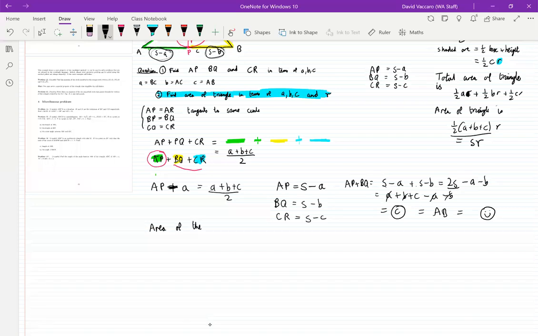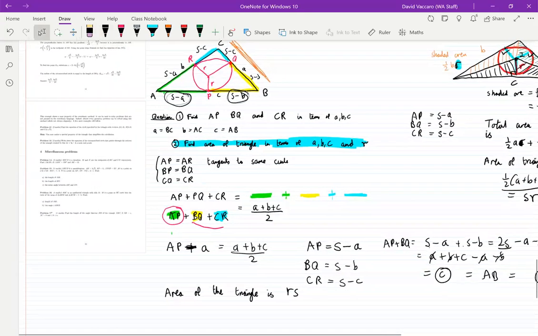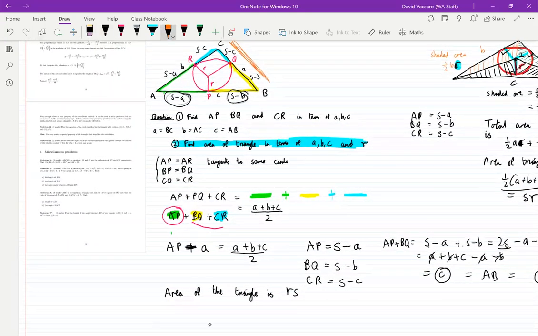So the area of the triangle is RS. Okay, so what I've done there is I've found the lengths of the sections of each side that take me up to the incircle, and I found all of them in terms of the semi-perimeter S. I've also found the area of the triangle in terms of the semi-perimeter S.